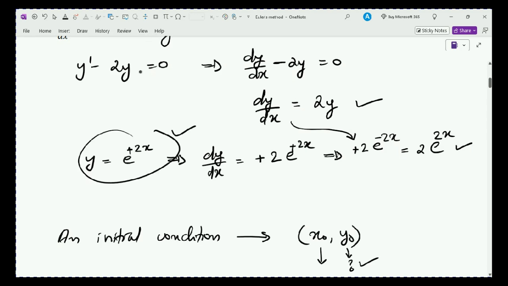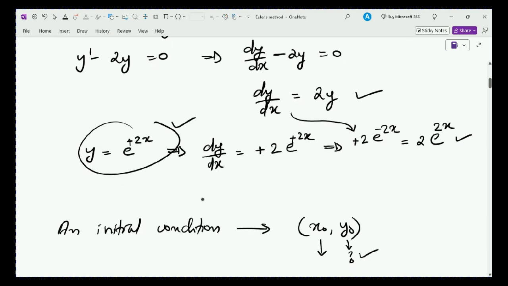Okay, so how will an initial condition look like? So initial condition x0 y0. For example, if you take the value of x0 is 0, then what is y0? If you put x here 0, exponential 0 is 1. Okay, so x0 y0 equal to 0, 1 is an initial condition.